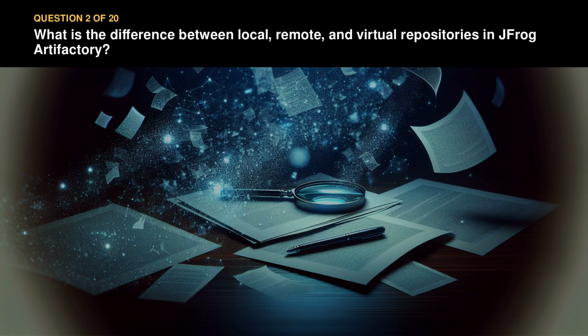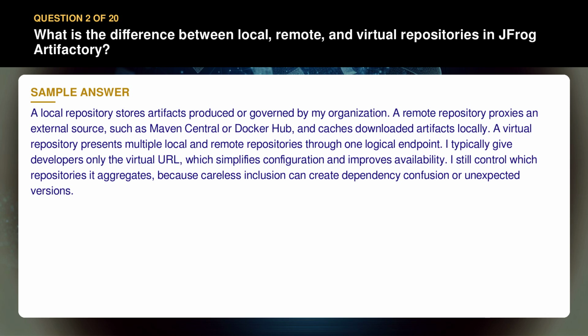Question 2. What is the difference between local, remote, and virtual repositories in JFrog Artifactory? A local repository stores artifacts produced or governed by my organization. A remote repository proxies an external source, such as Maven Central or Docker Hub, and caches downloaded artifacts locally. A virtual repository presents multiple local and remote repositories through one logical endpoint.